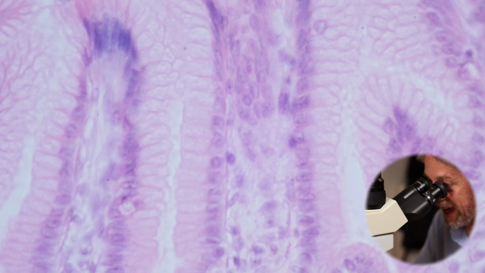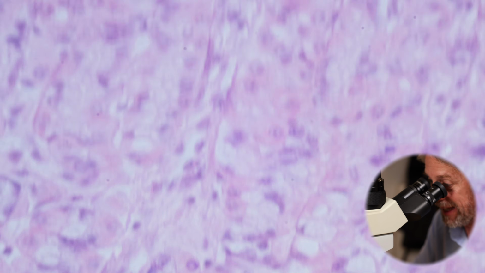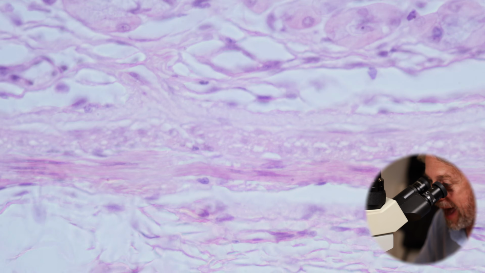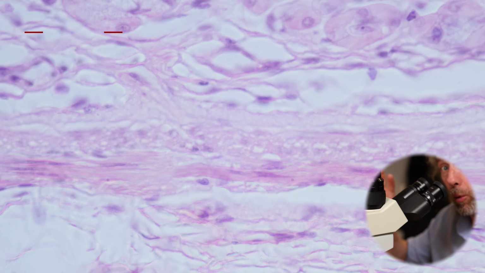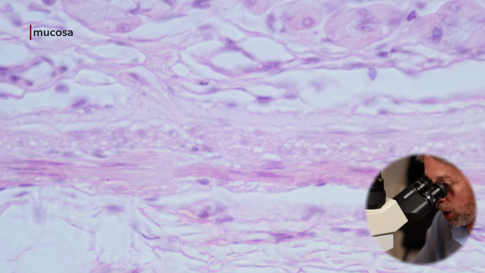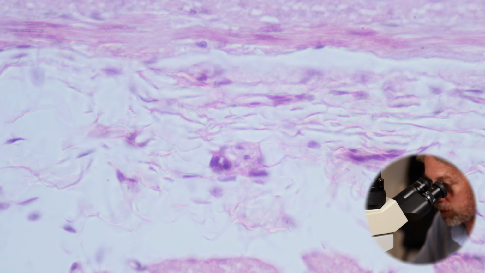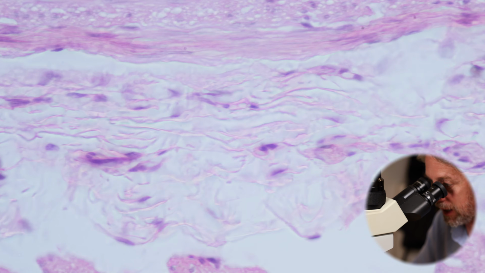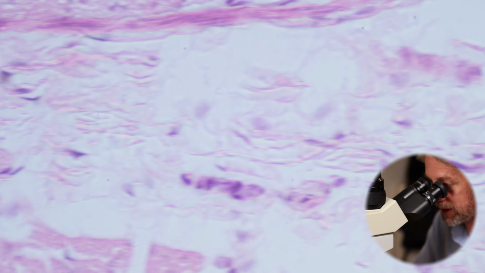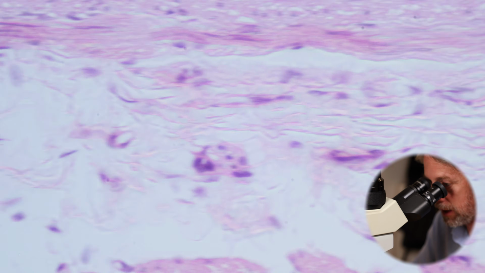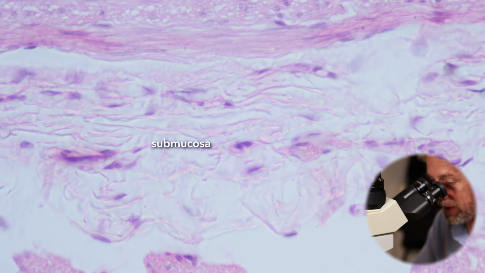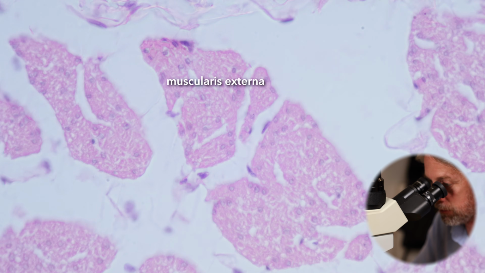So those three things together, essentially the epithelium, the lamina propria, and the muscularis mucosa, make up the mucosa. And then the next layer is the submucosa, and we're seeing blood vessels and nerves and lymphatics and connective tissue and what have you in there. So the submucosa is quite thin here, and then the next layer out we're seeing muscle.